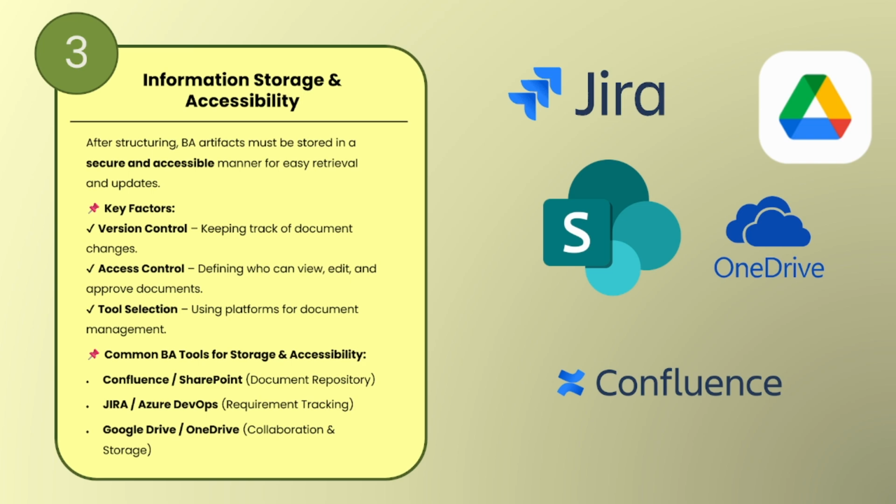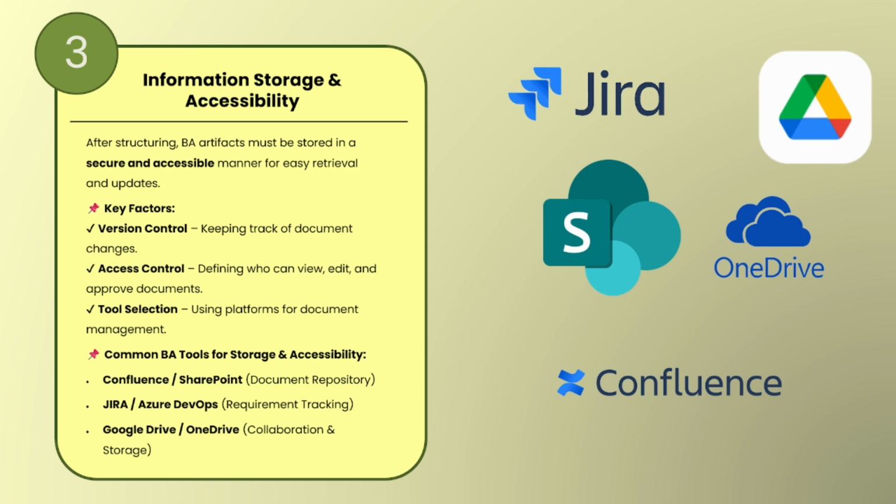It is for keeping track of document changes. Well, this is all about knowing who changes what and when. This is nothing but version control. Version control helps us avoid confusion, especially when multiple people are working on the same document. It's like having a timeline of edits. So this is very simple to understand.